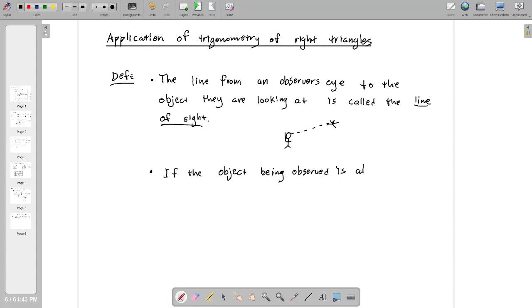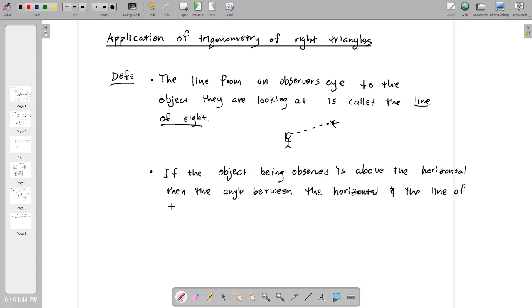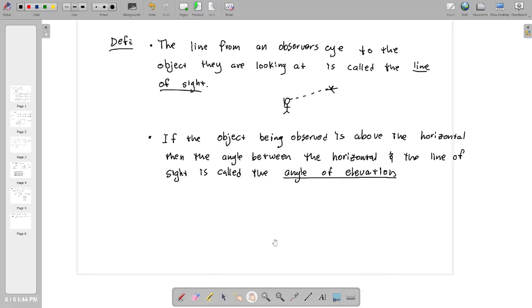If the object being observed is above the horizontal, then the angle between the horizontal and the line of sight is called the angle of elevation. So let's go back to our picture. Let's say that we have the horizontal right here. This angle right here is called the angle of elevation.